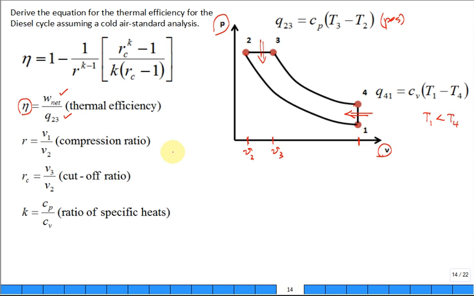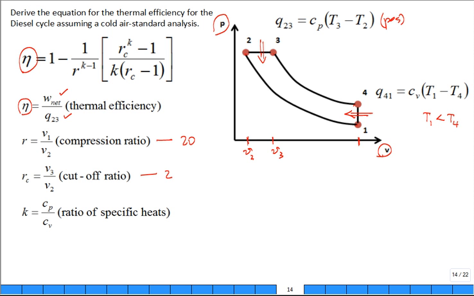Will either the compression ratio or the cutoff ratio be less than 1? No, they're always going to be greater than 1. And typically this is around 20 and this is around 2. But they're both greater than 1, and the ratio of specific heats is given. So how do we start this analysis? Well, we're asked to derive eta as a function of everything else on the right-hand side of that equation.